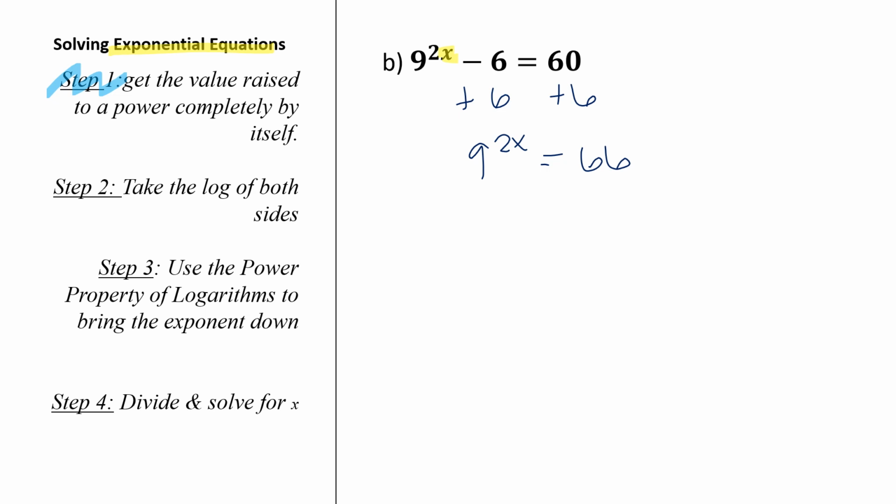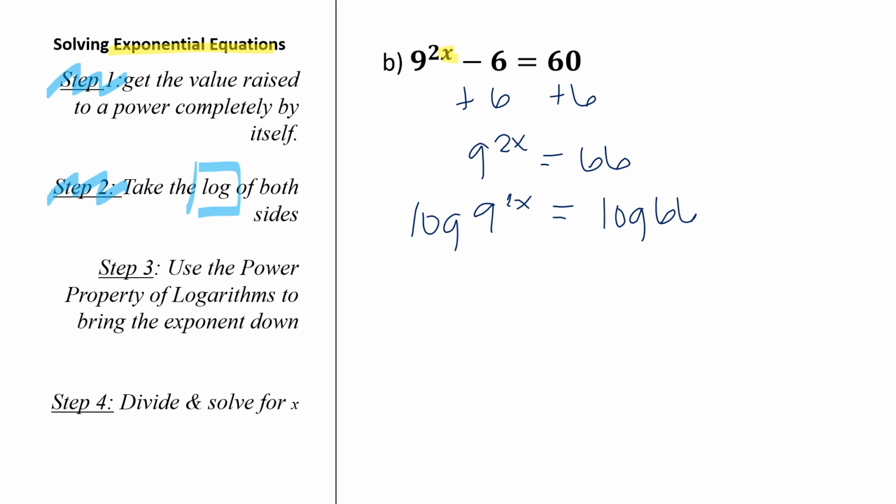Once I do that, now we can go ahead and do step 2, where we take the log of both sides. I use the common log, so log base 10. There we go. So this would be log 9 to the 2x equals log of 66.